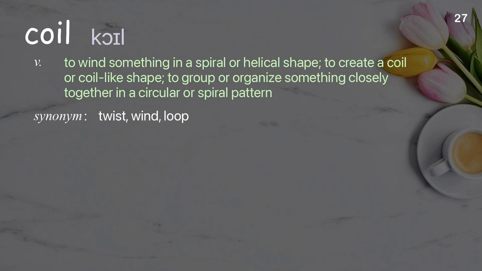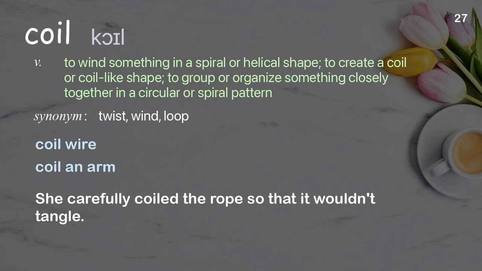Coil. To wind something in a spiral or helical shape, to create a coil or coil-like shape, to group or organize something closely together in a circular or spiral pattern. Examples: coil wire, coil an arm. She carefully coiled the rope so that it wouldn't tangle.